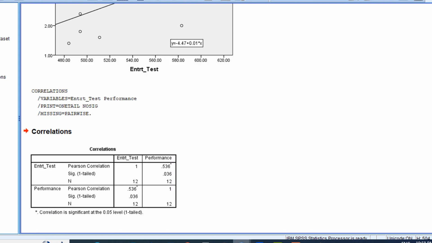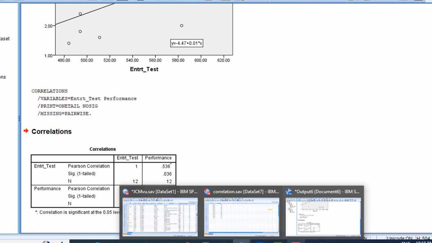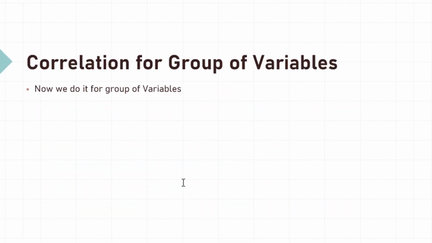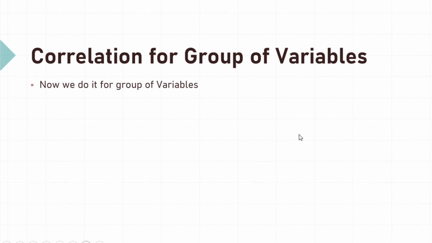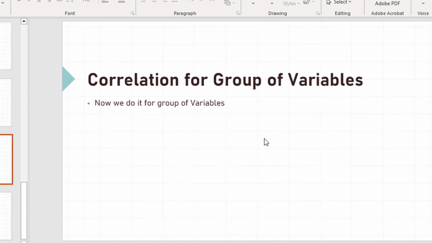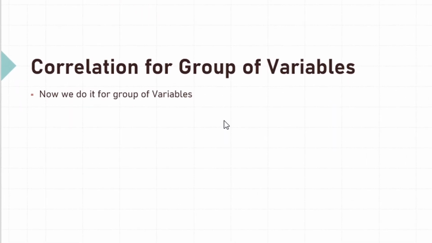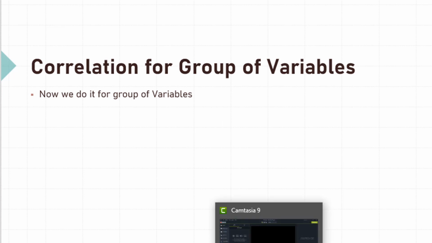So now we are going to see how we check the correlation for a group of variables. In many instances we have a number of variables, and how can we see the correlation among those variables?